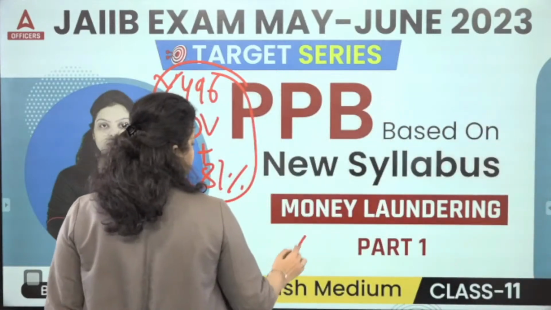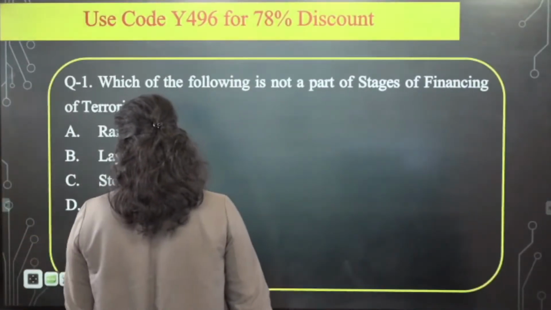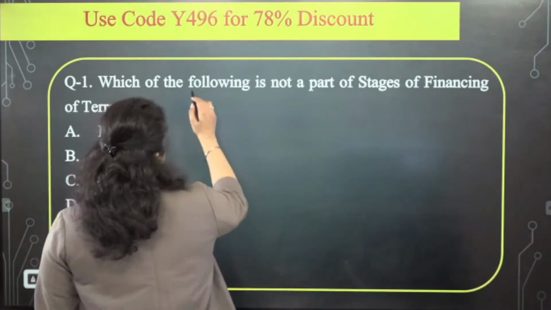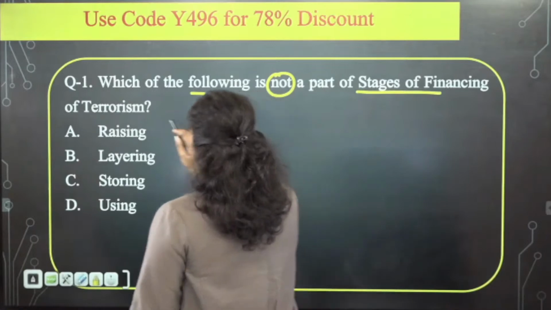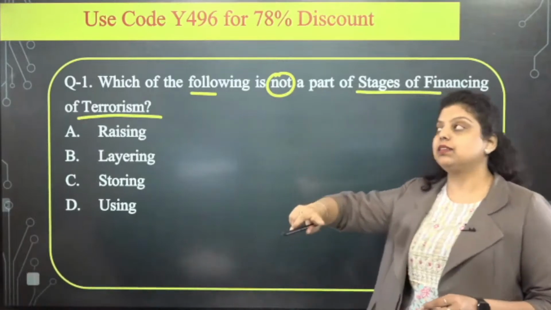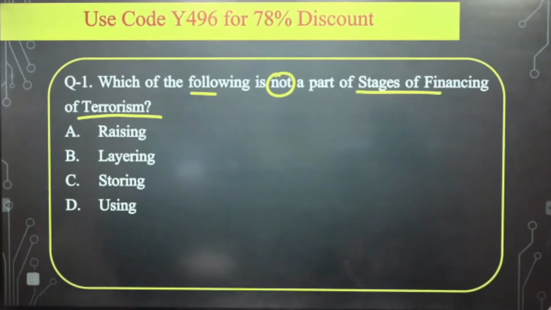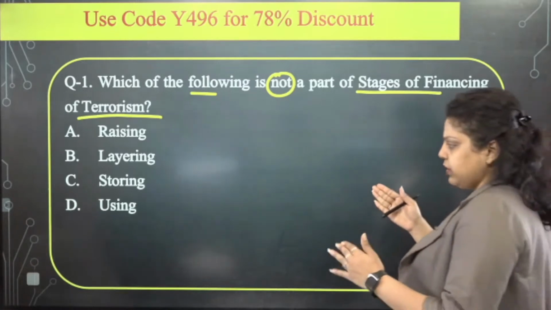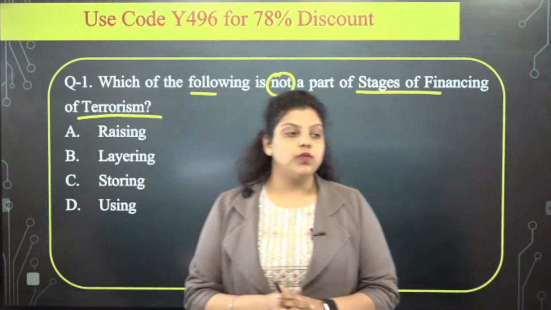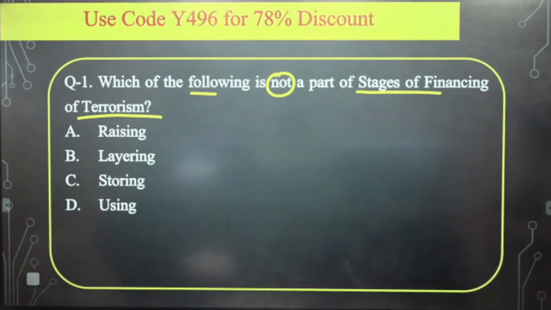Now let's start the session, and today's session is related to money laundering. This is part 1 of money laundering. The first question on your screen asks which of the following is not a part of the stages of financing of terrorism. As you know, there are certain stages in money laundering. Similarly, there are certain stages in the financing of terrorism. Raising, layering, storing, using. Out of these 4, which is not a part of the stages of financing of terrorism? A, B, C or D? Which of the following is correct?